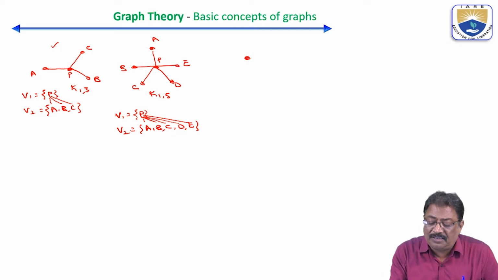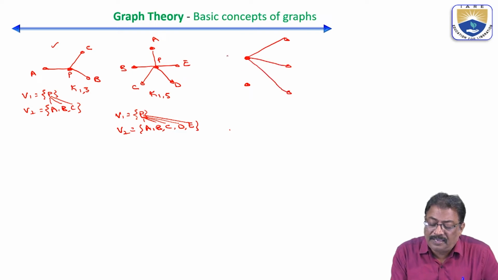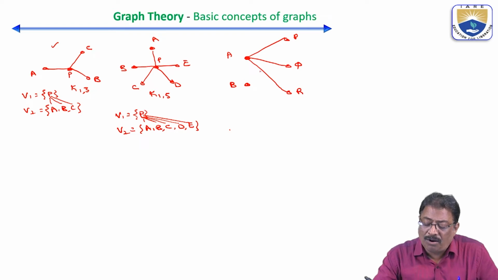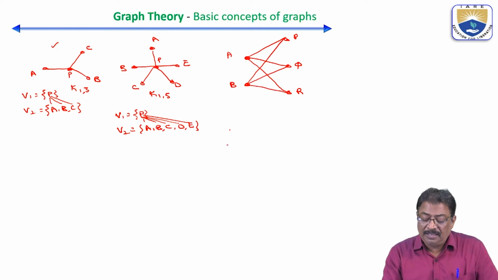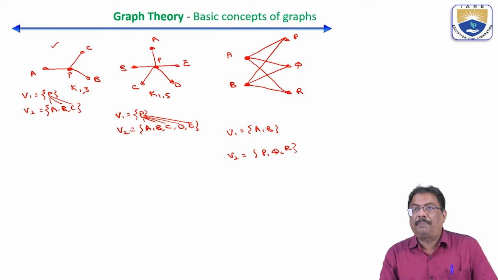Let us take another example. I am taking the vertex set V1 as A, B, and V2 as P, Q, R. From A to all vertices of V2, that is P, Q, R, and similarly from B to P, B to Q, and B to R. So the total vertex set V is A, B, P, Q, R.